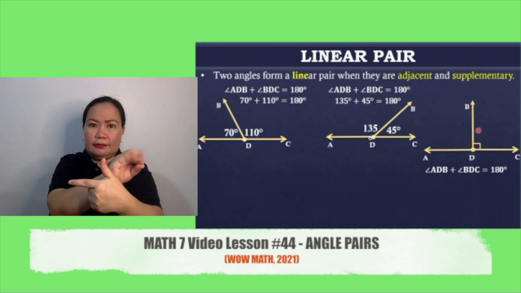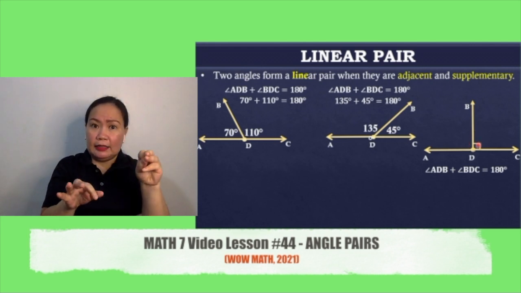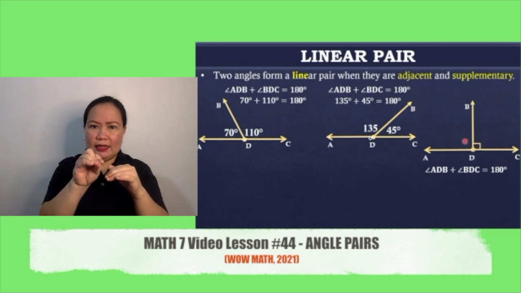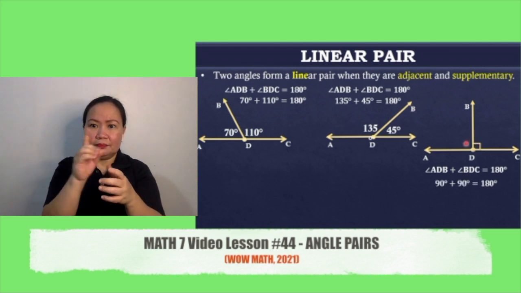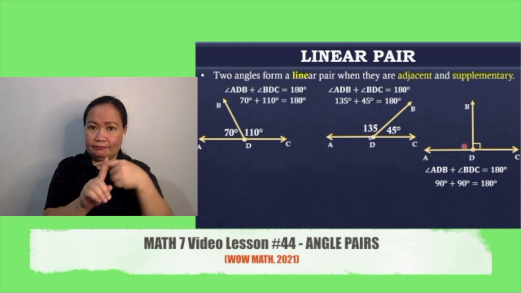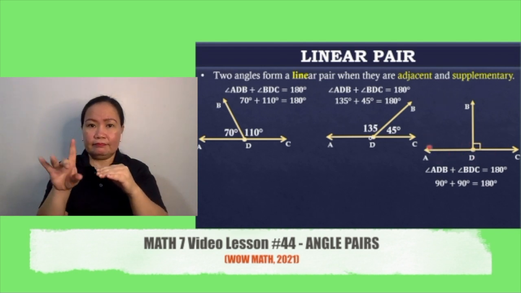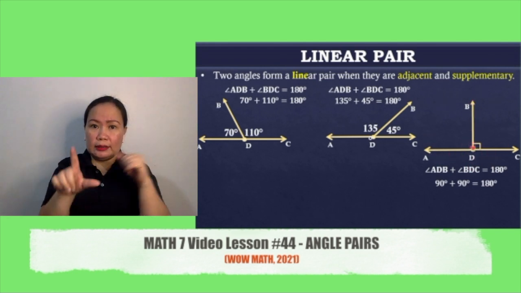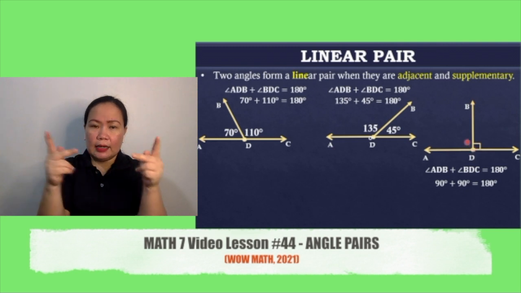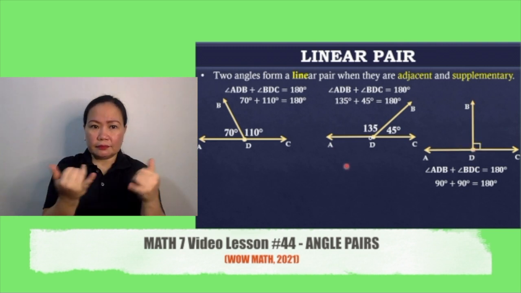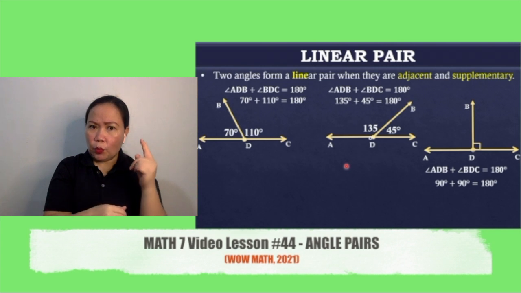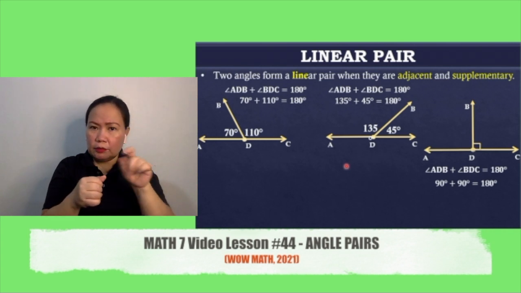Automatic yan. Kapag yung isa ay 90, automatic, the other one is also 90. So, ayan po siya. So, therefore, this is also a linear pair. Why? Kasi adjacent sila at the same time supplementary. Now, ano pa yung isang dapat tandaan natin para malaman mo na linear pair?